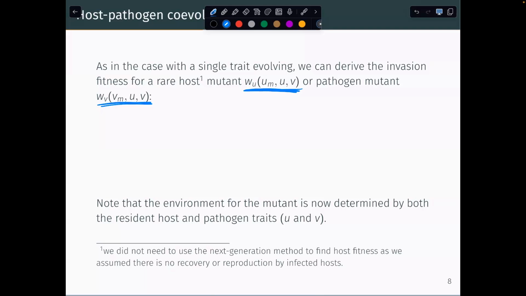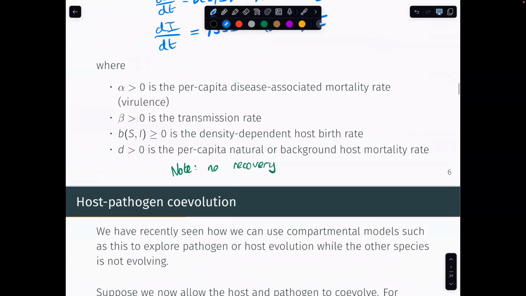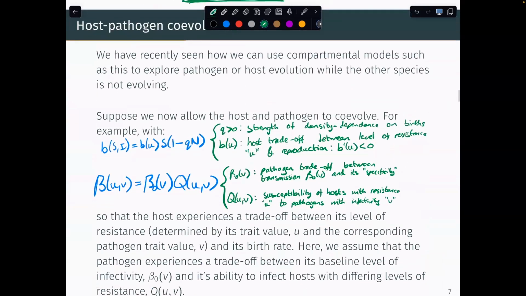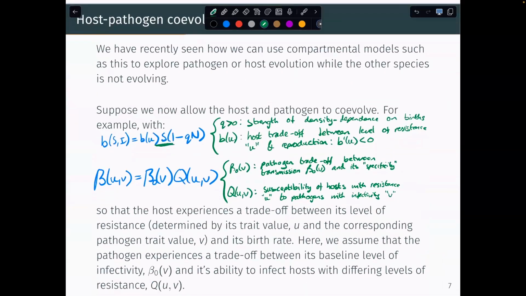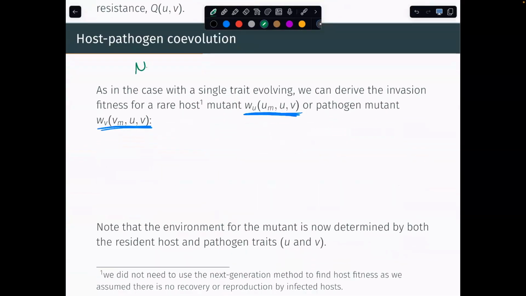Other than that, though, we can write things down in a similar way to what we did before. So one thing to note here is that we had no recovery. And also here, there are no infected individuals who are reproducing. So that means no recovery and no reproduction from infected individuals.